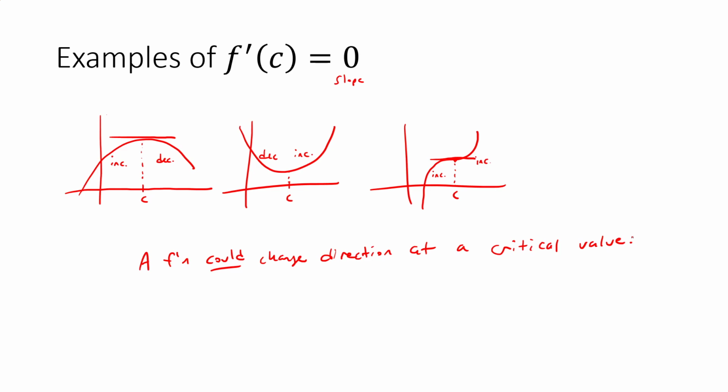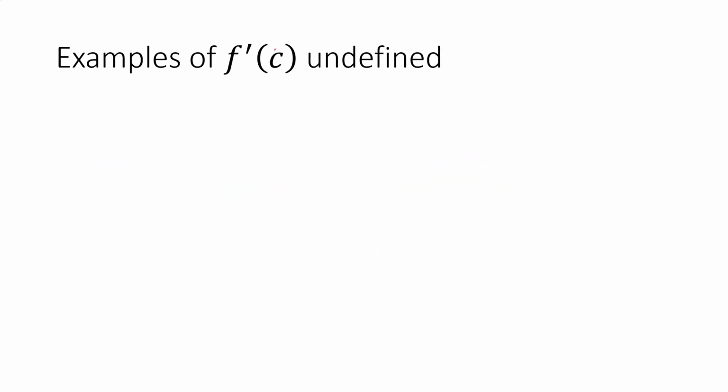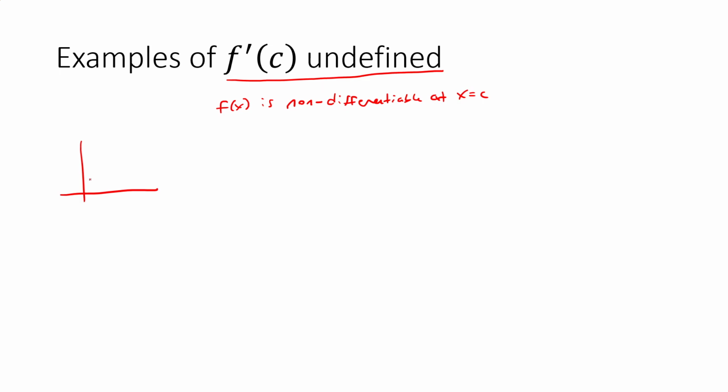Okay, we also said that a critical value could be a place where the derivative, rather, is undefined. When we say f prime of c is undefined, another way of saying that is f is non-differentiable at x equals c. Right? We're not able to find a tangent line, and we talked about this, feels like quite a while ago, but we'll remember that a function is differentiable if it is continuous and smooth. Okay, so this would be an example of something that is non-differentiable.